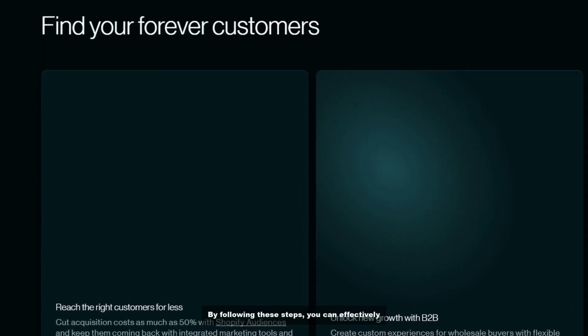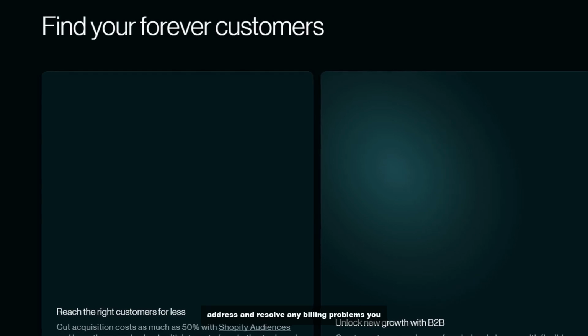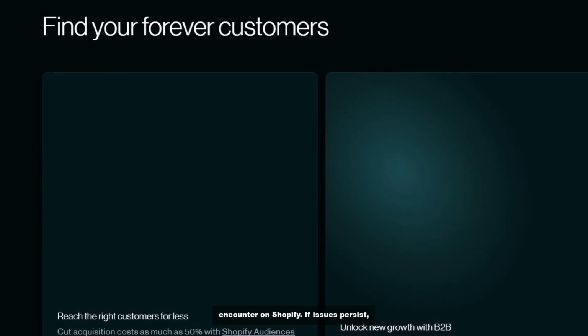By following these steps, you can effectively address and resolve any billing problems you encounter on Shopify. If issues persist, continue to seek support until a resolution is reached.